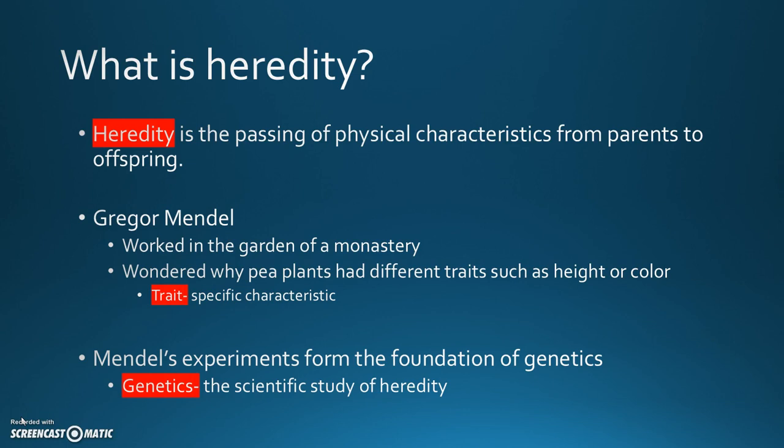So first of all, what is heredity? Heredity is the passing of physical characteristics from parents to offspring. And it all came out of research done by a person named Gregor Mendel. And he worked in the garden of a monastery. And he always wondered why the pea plants had different traits such as height or color. And a trait is basically what we're going to define as a specific characteristic.